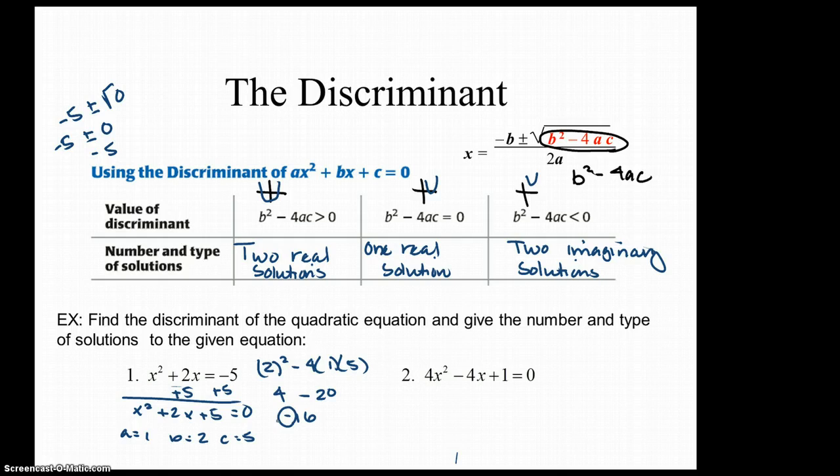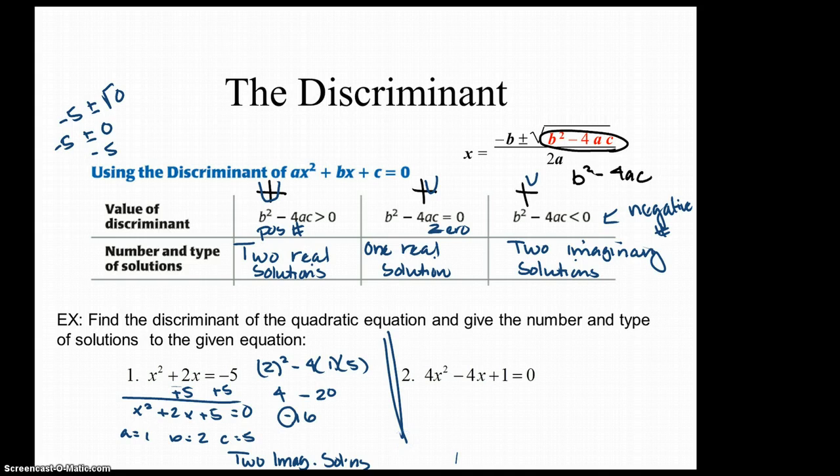So because it's a negative number, which is this situation right here, this one is when you get a positive number, and this one is when you get just straight 0. Okay, so this is negative, so therefore I have 2 imaginary solutions. And that's it. Don't do too much on that one.